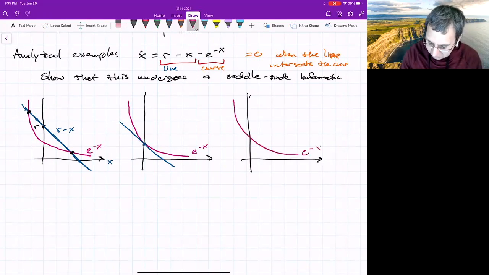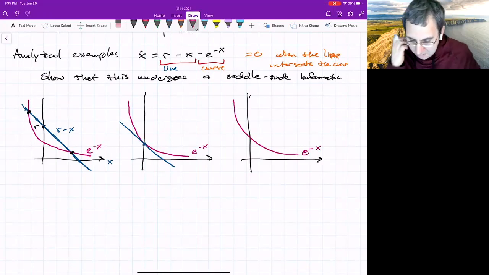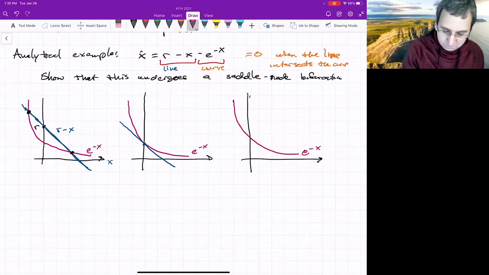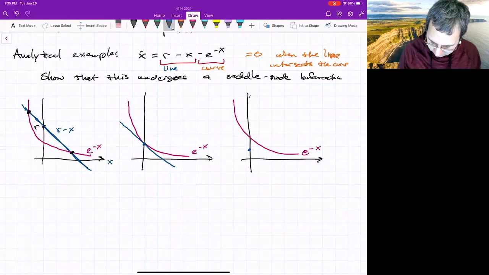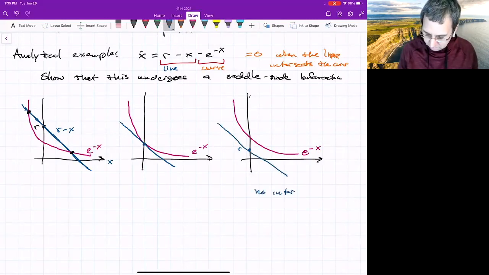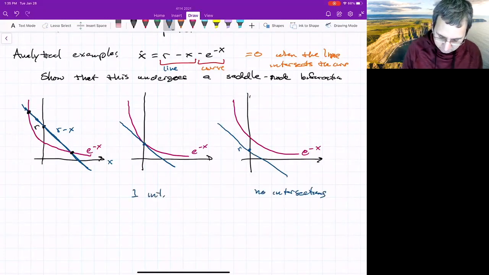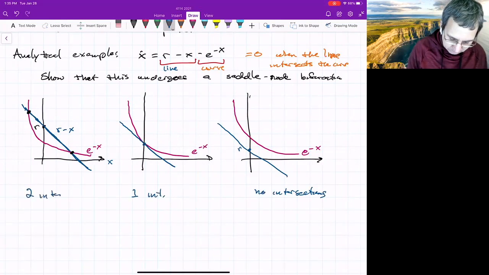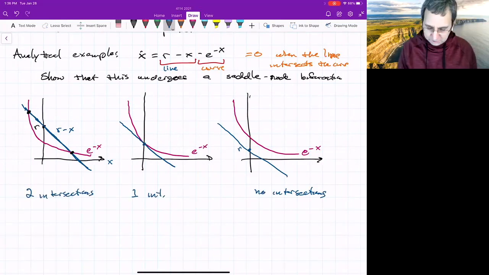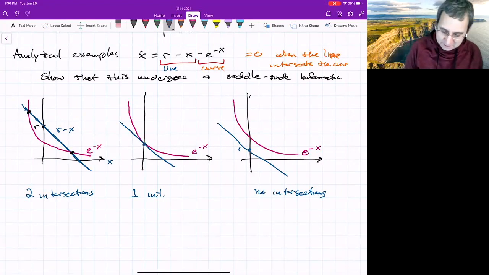So you could graphically show this, even if you don't analytically show it. So here's R: no intersections, one intersection, two intersections. Hopefully you get the idea. So at this point, what's the value of that? I guess it'd be R equals 1 or something. It doesn't quite matter, but there is a bifurcation point.